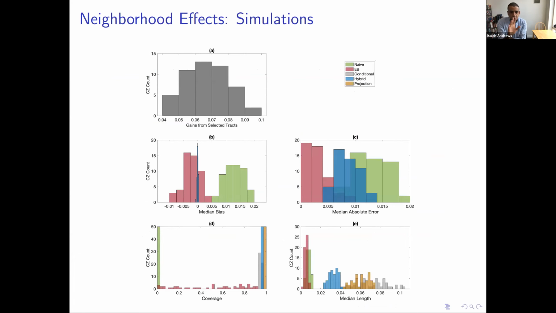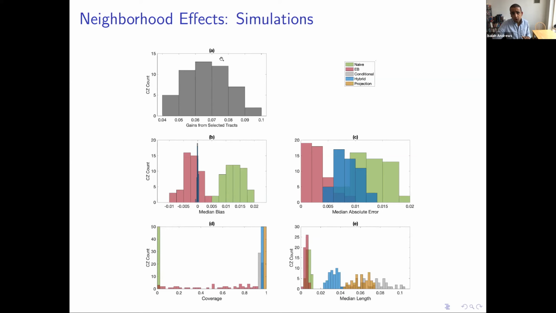So let me show you some results in this setting. In panel A, I'm showing you the gains from selected tracts on average across each of these 50 commuting zones. An effect size of 0.05 says that if one takes this model of neighborhood level economic opportunity seriously, for children growing up in households at the 25th percentile of the income distribution, moving to a randomly selected target tract relative to a randomly selected tract over the entire commuting zone is going to increase that child's rank in the income distribution in adulthood by 5 percentage points. So these are non-trivial effect sizes.